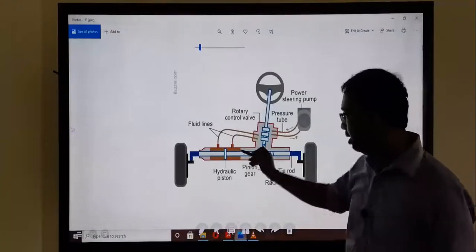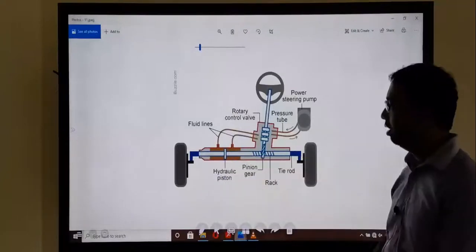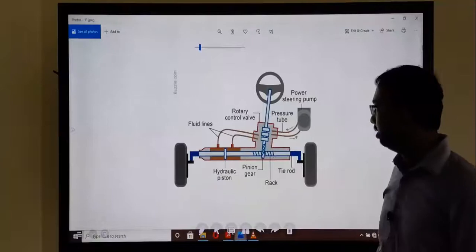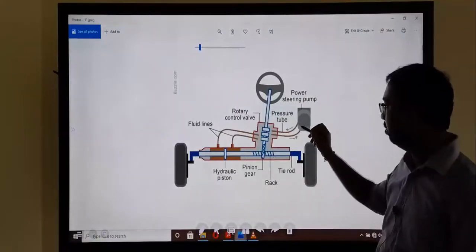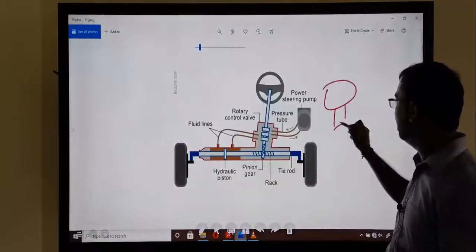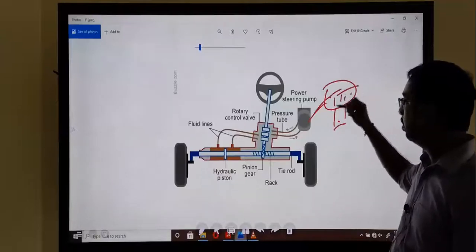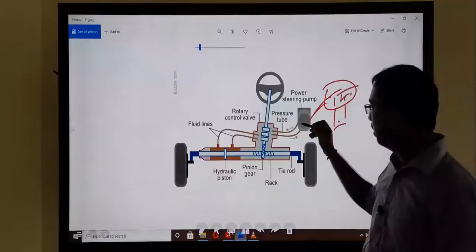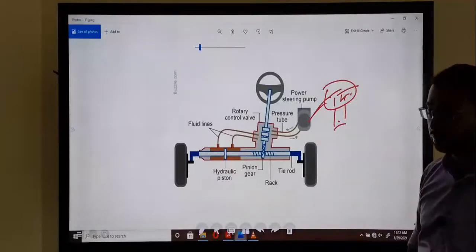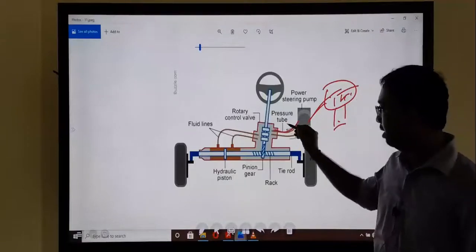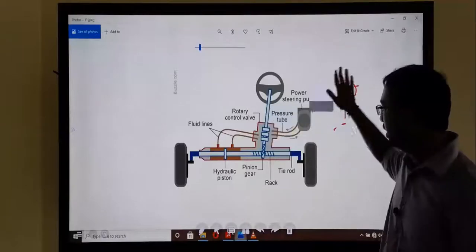Moreover, this is the piston, there is a cylinder. This is a rack cylinder and this is the rack shaft. There are two lines you can see. Normally one line comes from the power steering pump. There is a reservoir where the power steering oil is stored. This pump pumps oil, and this is the high pressure supply line, and this is the return line going to the reservoir.